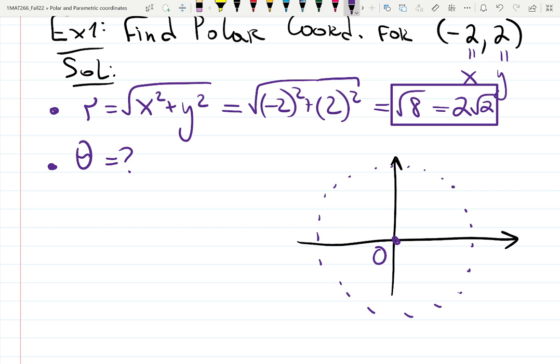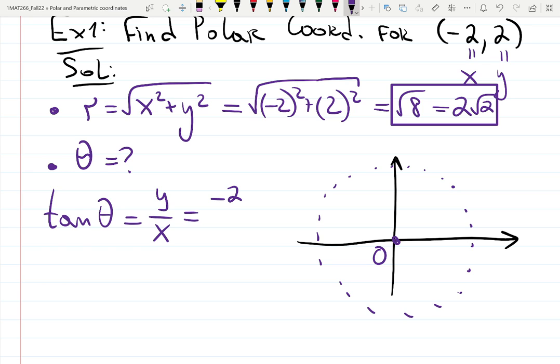What is theta? Usually people find tangent of theta. Tangent of theta has a very straightforward formula: y over x, from the Pythagorean theorem and the triangle you saw in the right triangle. Rise over run. Let's do that.